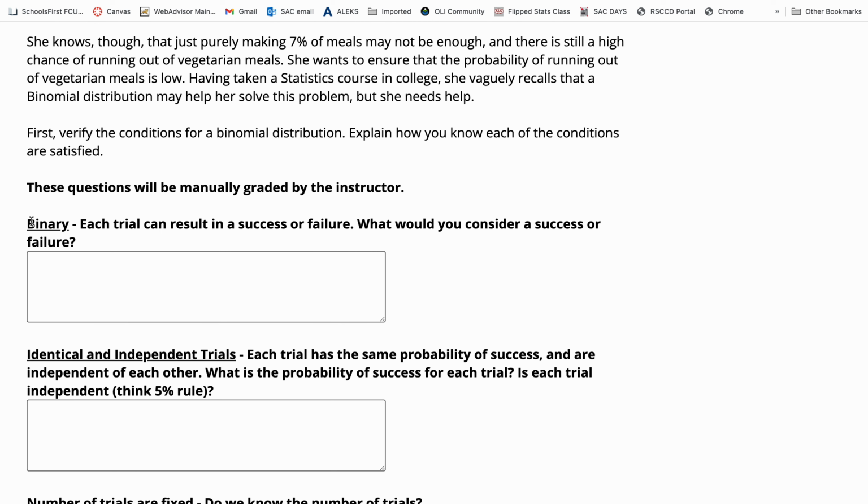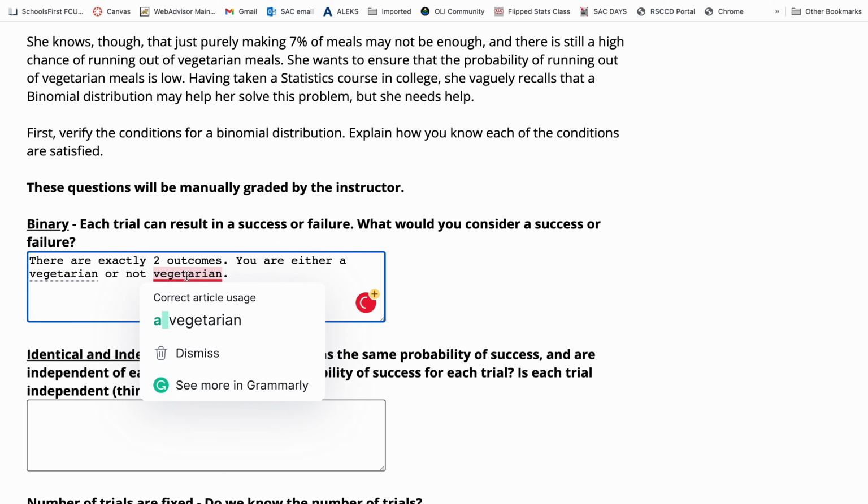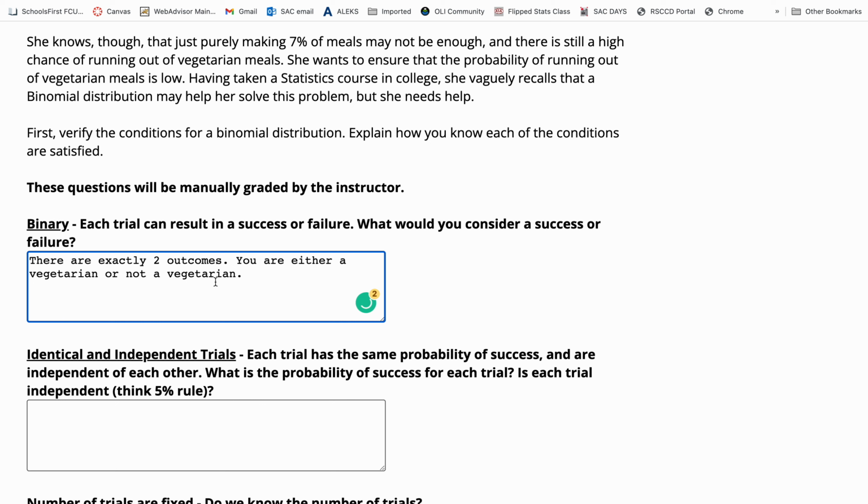Okay. So first of all, we need to have binary. So we know it's binary because each guest at her wedding would either be a vegetarian or not be a vegetarian. So there are exactly 2 outcomes. You are either a vegetarian or not a vegetarian. Okay, so that's why it's binary. There are exactly 2 outcomes. You're either a vegetarian or not a vegetarian.